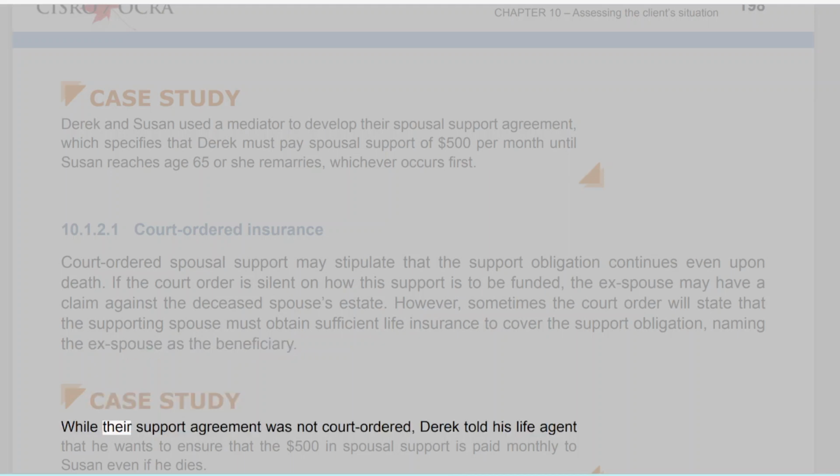Case study. While their support agreement was not court-ordered, Derek told his life agent that he wants to ensure that the $500 in spousal support is paid monthly to Susan even if he dies.